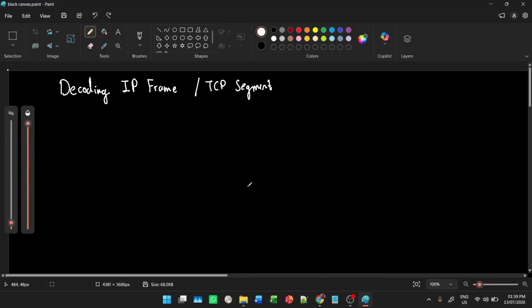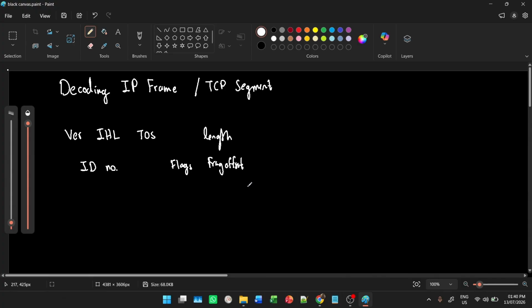So, welcome back to another quick session where we're going to be learning about how to decode an IP frame and a TCP segment. When it comes to an IP frame, let's revise what we have learned before. There's something called version, internet header length, type of service, and then length. Then there's an identification number, flags, and fragment offset.